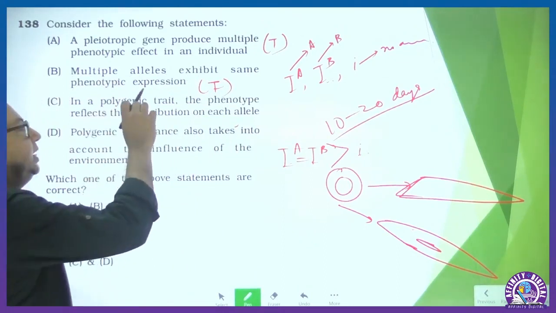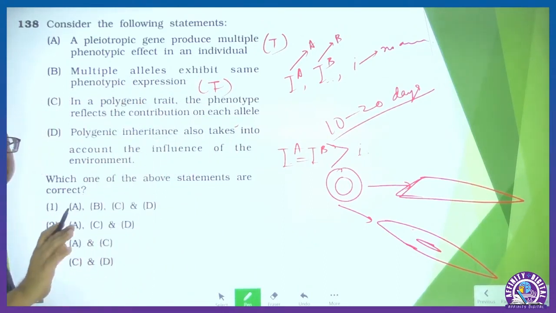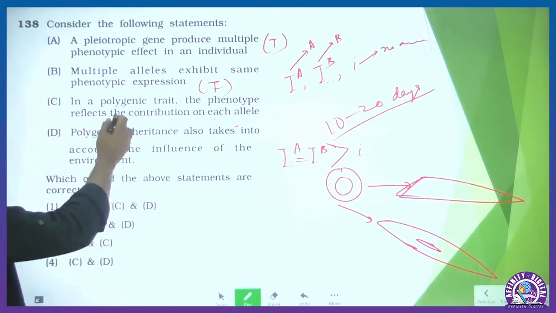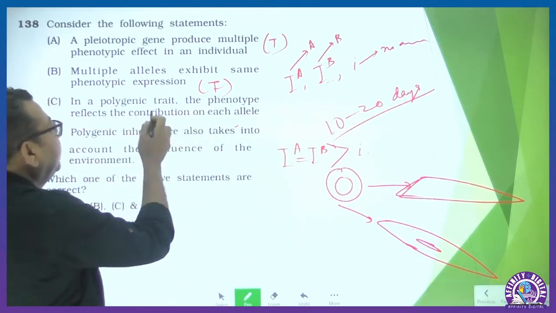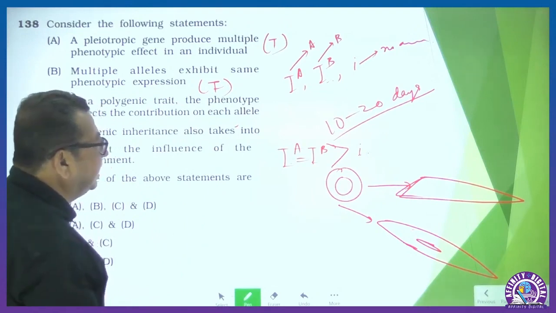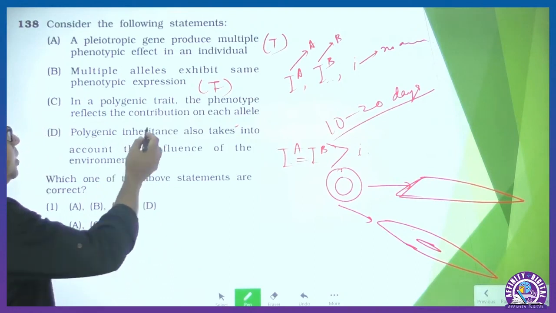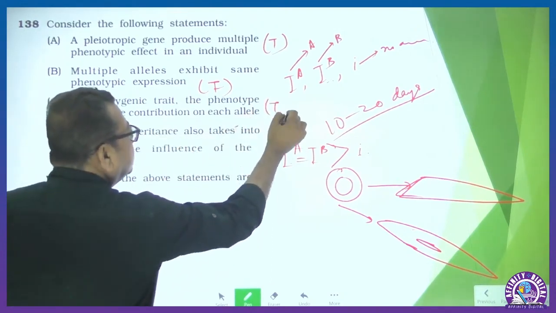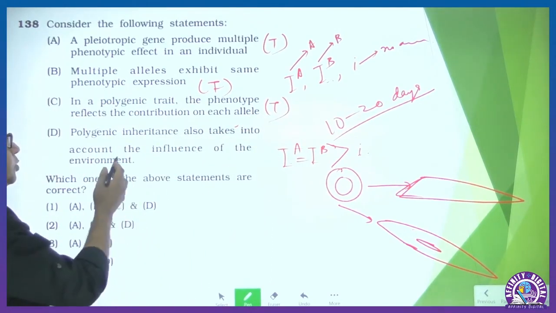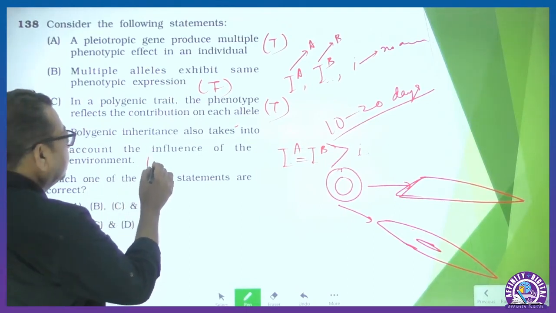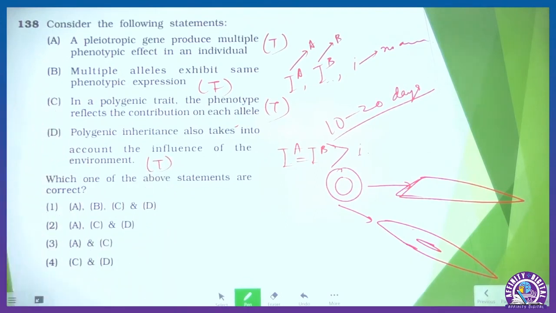And polygenic inheritance shows quantitative effect, meaning additive effect. That means the effect of each gene is additive to the character. So in a polygenic trait, the phenotype reflects the contribution of each allele. Can you give one example of polygenic inheritance? Human skin color. So this is true or false? This is true. Polygenic inheritance also takes into account the influence of the environment. This is also true.